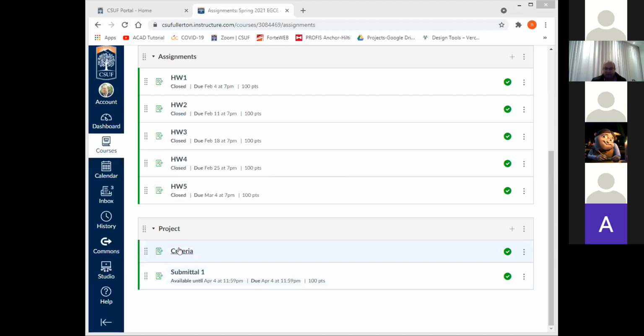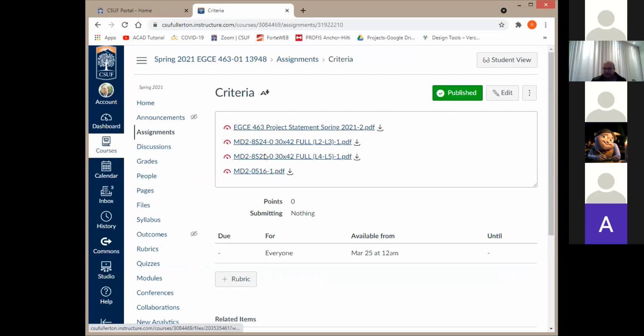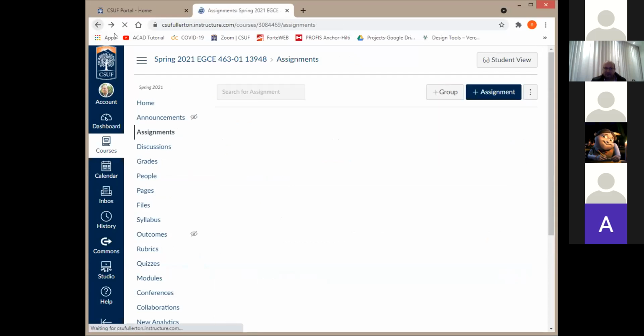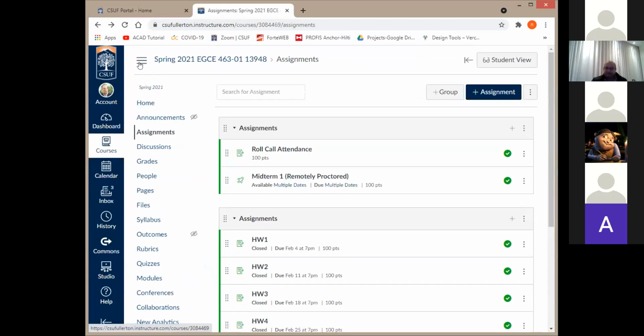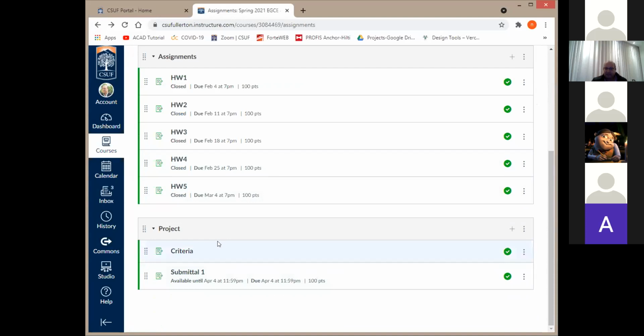Okay, let me show everyone what we're talking about. It's right here. Look here at the bottom, it says criteria and then submittal one. When you open criteria, you're going to see a bunch of stuff. So what I'm saying is, do not download this section of it, which is the submittal one. I'm going to change it and repost it again, okay? So I'm going to redo this again. Criteria is going to be the same. I'm not going to change it.